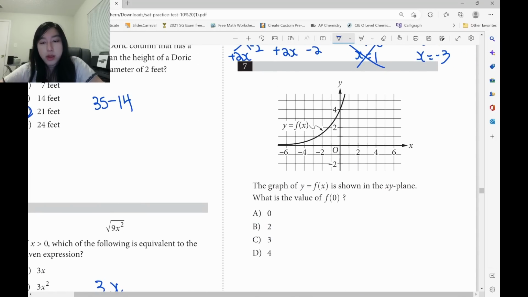Let's look at this one. What is the value of f(0)? So basically they want to find the value when x is 0, because they replaced x with 0. So you just have to read here. That's going to be 4.